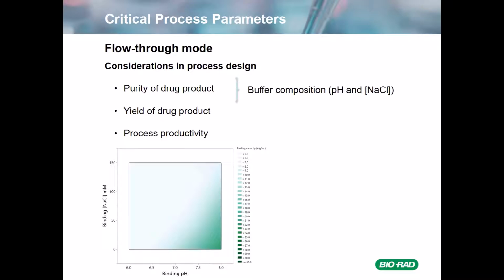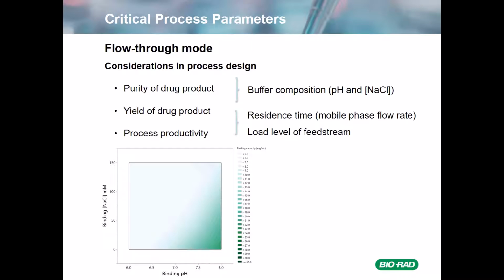Buffer composition, both the pH and the salt concentration, will have an impact on your purity and yield, while residence time, which is your linear flow rate, and the load level of the feed stream will have an impact on the yield of the drug product as well as process productivity.